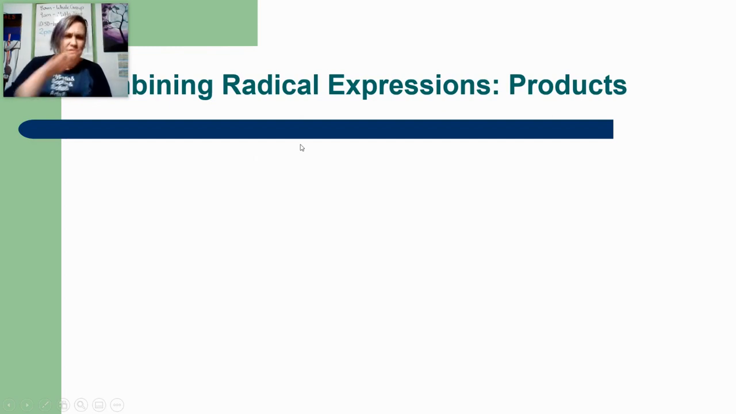So underneath the video, it says combining radical expressions, products. Product is like the fancy math word for multiplication. So it's just a fancy way of saying, hey, let's multiply some radicals together.